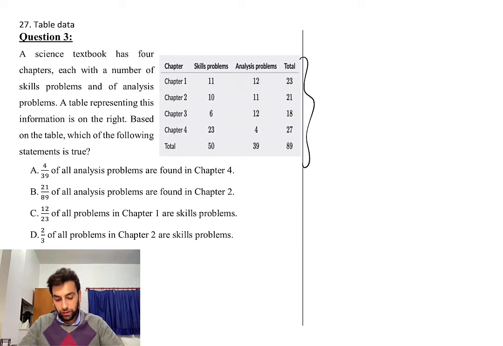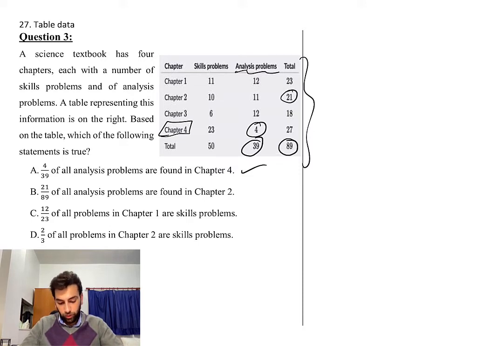They are saying that 4 over 39 of all analysis problems is found in chapter 4, which is okay in this case. So this is okay. Looking at choice number B, 21 over 89 of all analysis problems are found in chapter 2. This is actually not right, since 21 over 89 is of all problems, the total problems, and not the analysis problems. Okay, so it's the analysis problems plus the skills problems found in chapter 2.